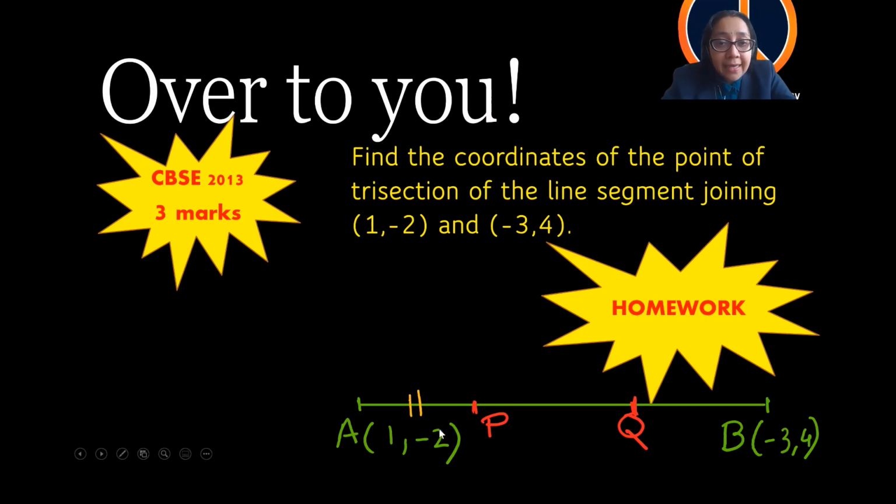So it is given that AP will be equal to PQ will be equal to QB. Okay. So it is already given. Now what do you have to calculate? You have to calculate the coordinates of the points of trisection. So you have to find the value of P and you have to find the value of Q, both points.